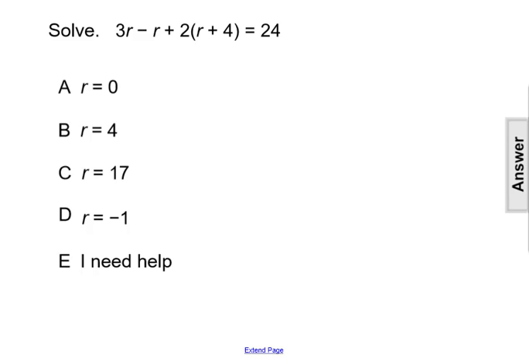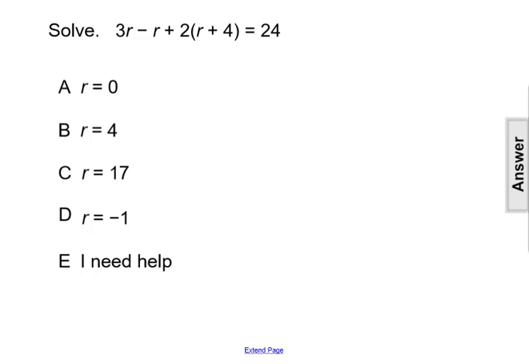Solve the equation 3r minus r plus 2 times the quantity of r plus 4 equals 24. So when asked to solve an equation, the goal is to get the variable isolated, or completely by itself, on one side of the equal sign.